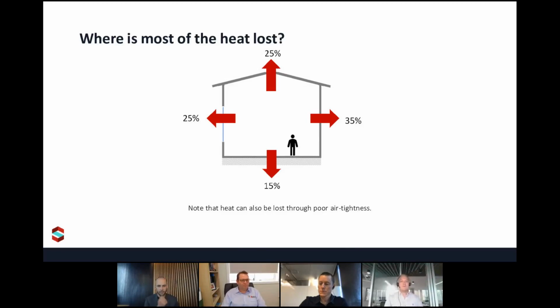So today we're talking about facades because that's what we do, although heat can be lost anywhere in the building. It could be lost through the roof, through the windows, through the floor. But we're just focusing on facades today.